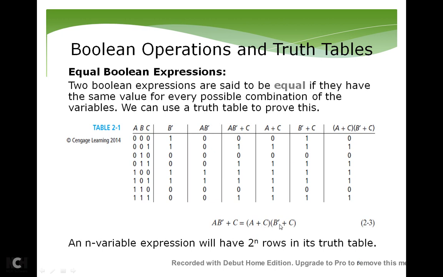Okay, now right side, you need to tabulate A or C, which is not much of a problem, work between these 2 columns. Tabulate B or C, work between those 2 columns, and then AND them together here. Now you see that this column of information and this column of information are exactly the same. So the 2 expressions are equal.